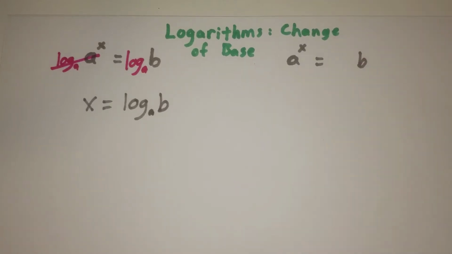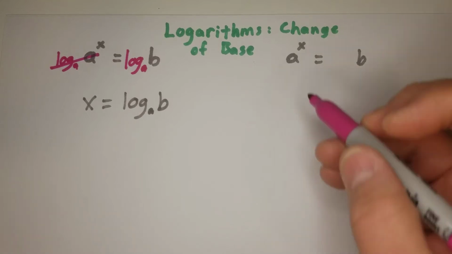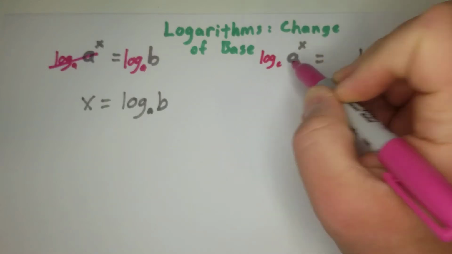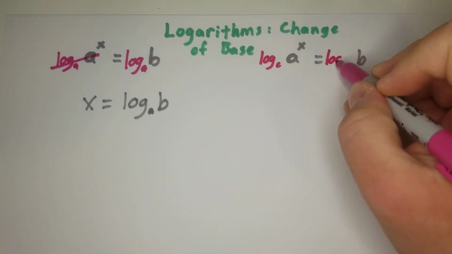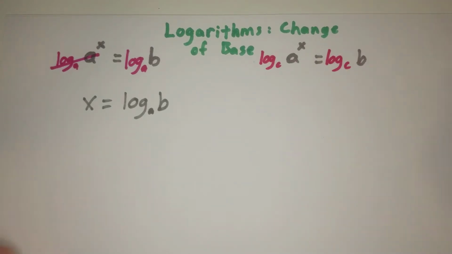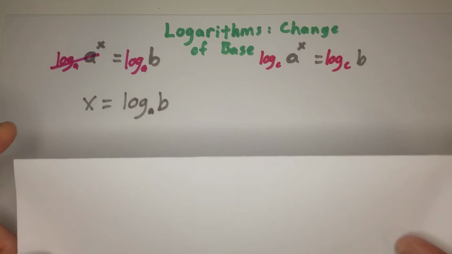Let's take a look at that same problem again. What happens if we don't use base a? What happens if we use any other base? Let's say log base c. Well, at first glance, that's not going to cancel the base of that exponential.